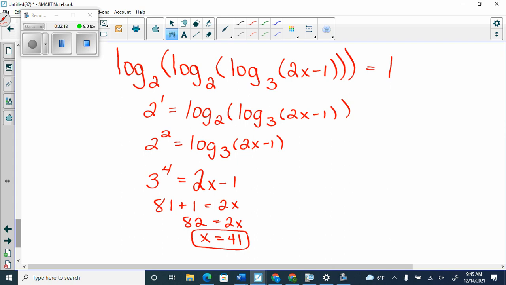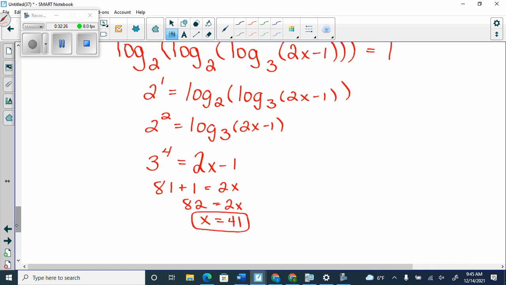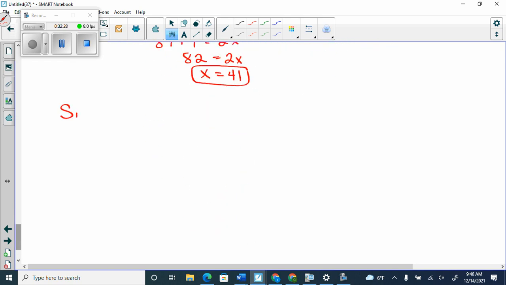Okay, what if I give you this? Told you I'm going to give you a couple extras. What if I give you this? Ready? I want this all put together. I want you to simplify as one log. Ready? Simplify as one log.